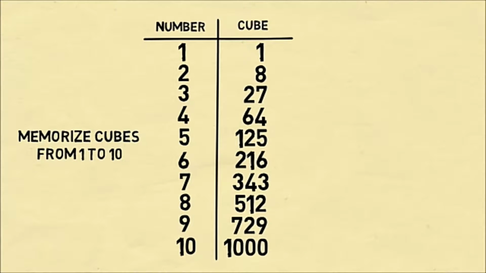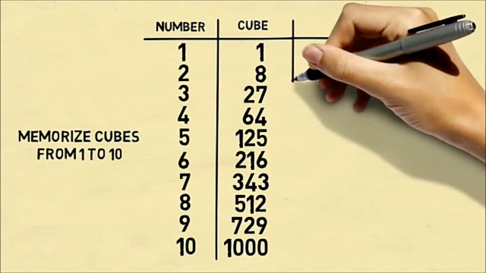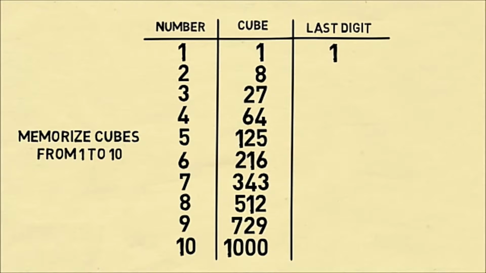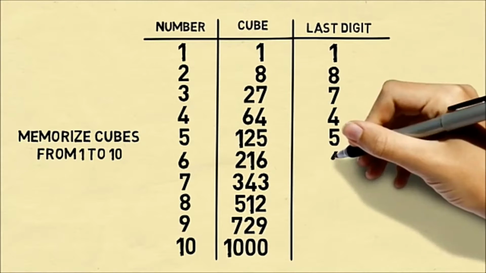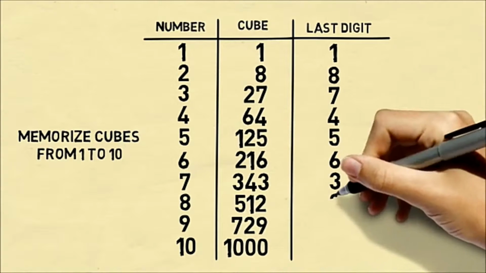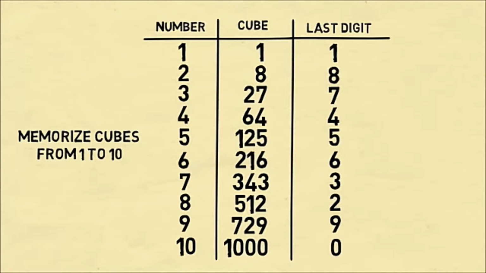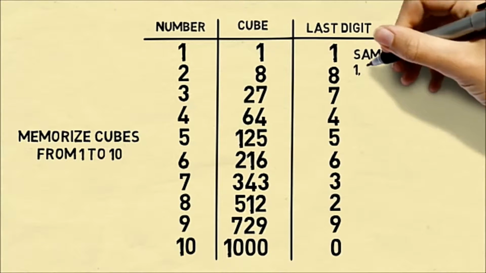Now, once we've written down these cubes, I want you to focus on the very last digit of the cube. So what's important is that each of these 10 numbers ends in a different last digit. And that'll be very important to doing this trick. So this will be another thing you have to memorize. When you memorize these 10 cubes, you should also remember the last digit.